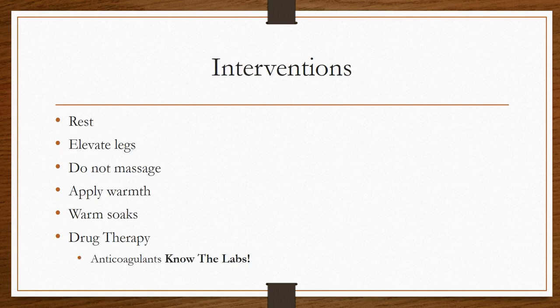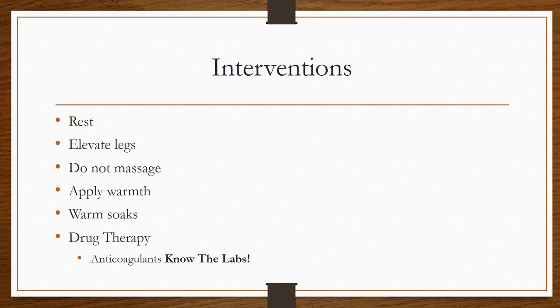Interventions, you're going to do rest, and I know it sounds kind of stupid. You want them to be able to exercise based on having peripheral vascular disease or arterial vascular disease, based on keeping the body and the circulatory system working as efficiently as possible. But when you actually have a DVT, you want them to rest. You want them to be in bed rest. You don't want them moving around.